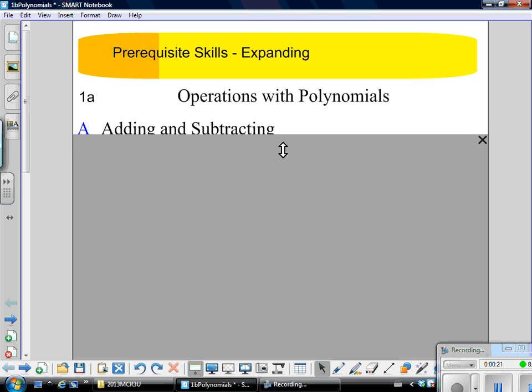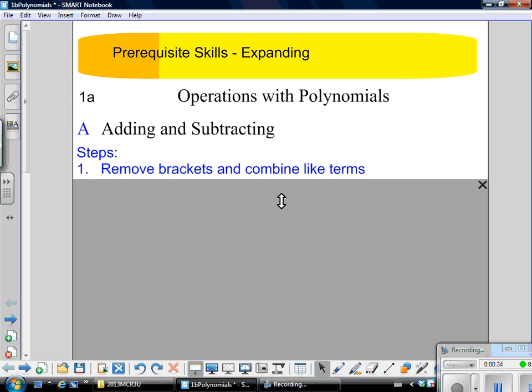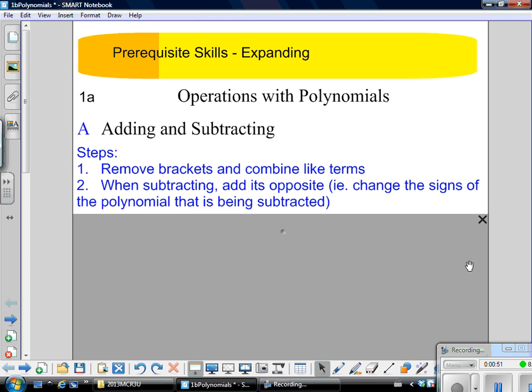Okay, so first of all, the first operation we're going to look at is both adding and subtracting. And because they're reverse of each other, that's why they go together. So you have in front of you the steps. The first thing we would do is remove any brackets around the polynomials and then combine like terms. It's pretty much simple as that. The only difference is when we're subtracting, we're always going to add its opposite. What that really means for us is we're going to change the signs of the polynomial that is being subtracted.